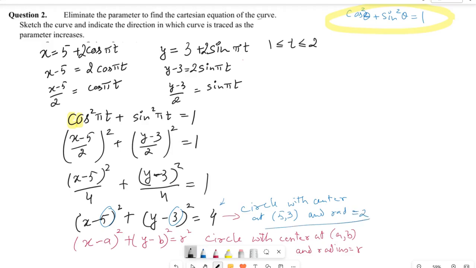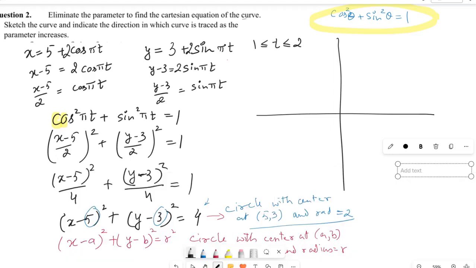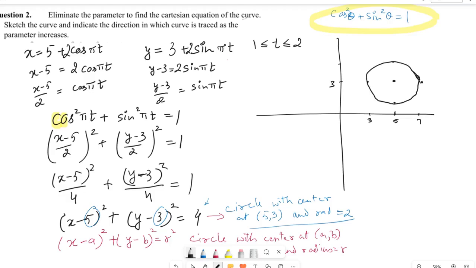Okay, so let's try to draw that. The center of the circle is 5, 3. So let's say this is 5 and this is 3. This is the center of the circle and the radius is 2. So 2 units to the right, 7, 2 units to the left. This circle will be passing through these points, 2 units up, 2 units down. So this is your circle, roughly, the graph. But we need to tell the direction.